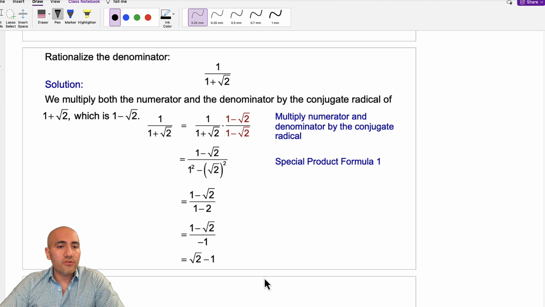Here is your author's solution for this one. And it's pretty much the same thing, except they rewrote this. That's fine. I put minus 1 plus square root of 2, so you can flip it around this way.